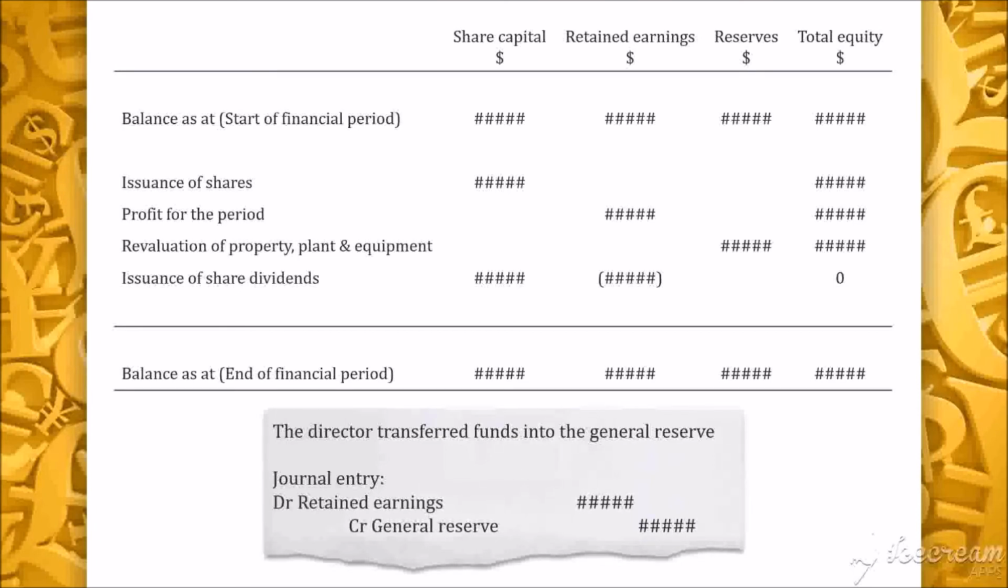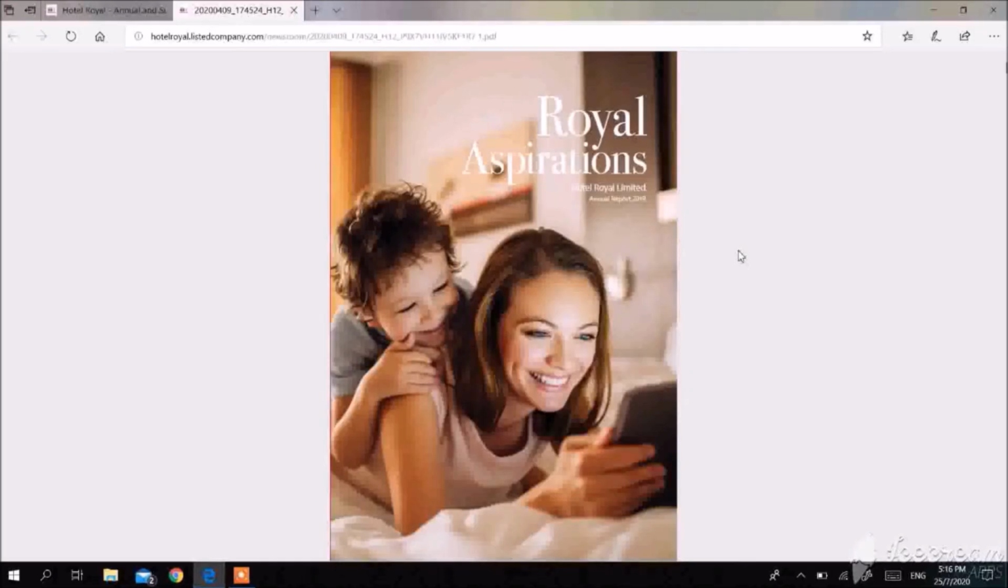Again, both retained earnings and general reserve are equity accounts. When we debit retained earnings, we decrease the retained earnings. And when we credit general reserve, we increase the reserves. If we present this in the statement of changes in equity, it will look something like this. Like for the previous example, the total equity column shows a zero change because this transaction does not change the total equity figure. I am currently at Hotel Royal's financial statement.